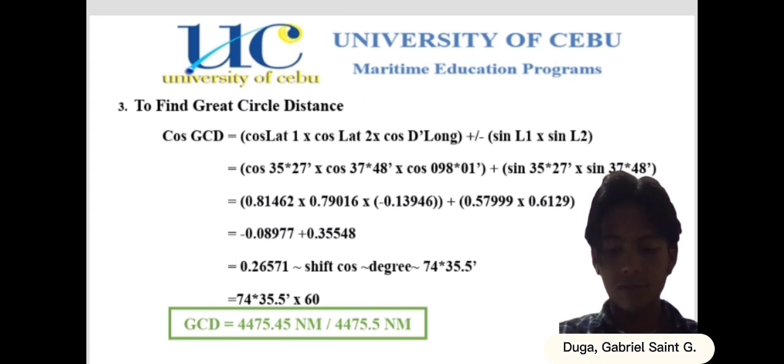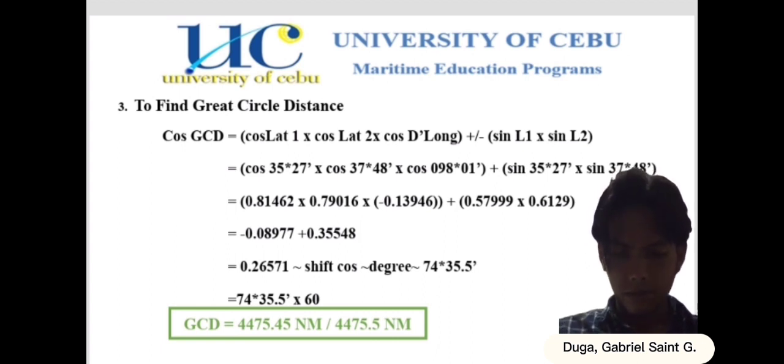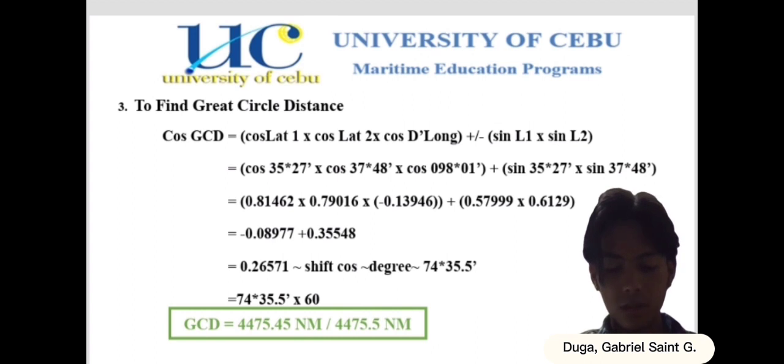0.81462 times 0.79016 times 0.13946 plus 0.57999 times 0.6129 equals negative 0.08977 plus 0.35548 equals 0.26571. Shift cos gives 74 degrees 35.5 minutes, times 60.